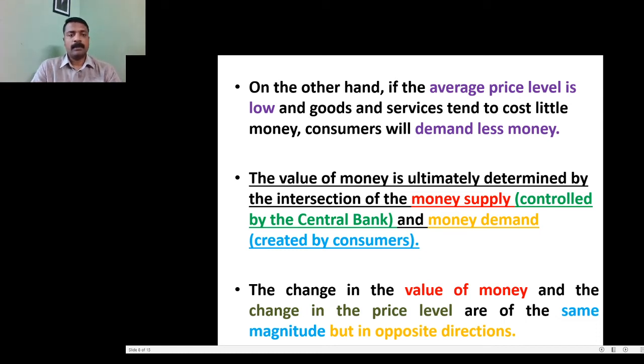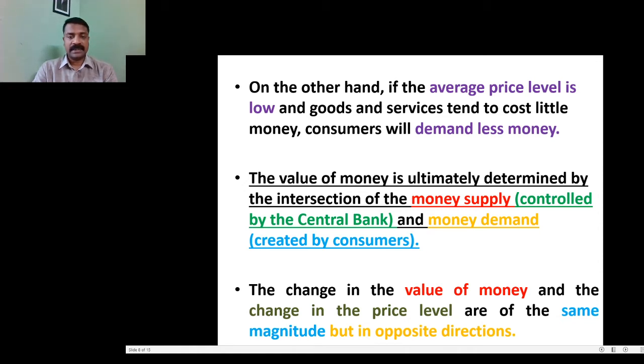നമ്മൾ നേരത്തെ പറഞ്ഞിരുന്നു, മണി സപ്ലൈ അല്ലെങ്കിൽ മണി ഡിമാൻഡ് എന്ന് പറയുന്നത് രണ്ട് രീതിയിലാണ് കൺട്രോൾ ചെയ്യുന്നത്. ഒന്ന്, മണി സപ്ലൈ is controlled by the central bank and the money demand is created by the consumers. So the value of money is ultimately determined by the intersection of this supply of money and the demand of money. Okay.